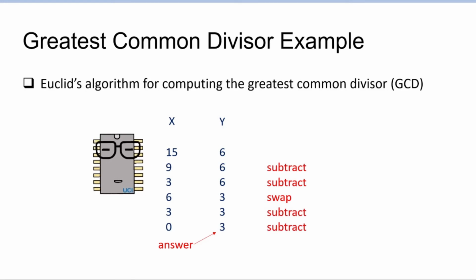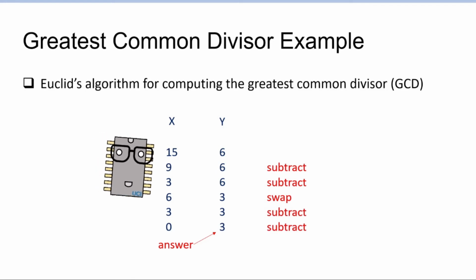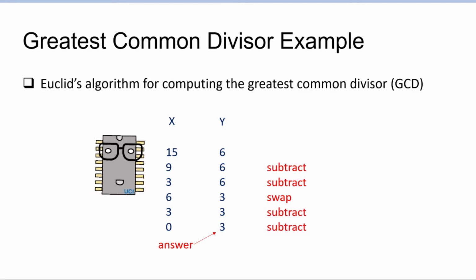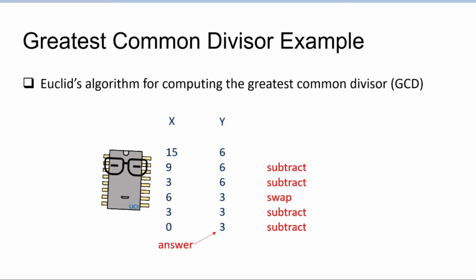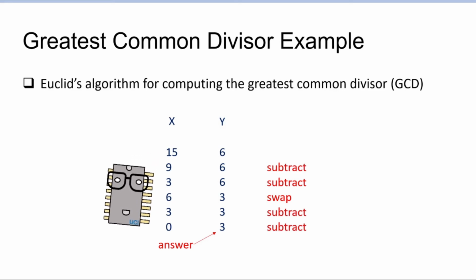Euclid's algorithm uses two rules, or two disjoint behaviors, to calculate GCD. If x is larger than y, we subtract y from x. That's the first rule. Because in the input, x is larger than y, 15 is larger than 6, we subtract 6 from 15. So we get 9 at x. So it's 9 and 6. x is still larger than y, so we're going to subtract 6 from 9 again. So the next cycle, we get 3 and 6.